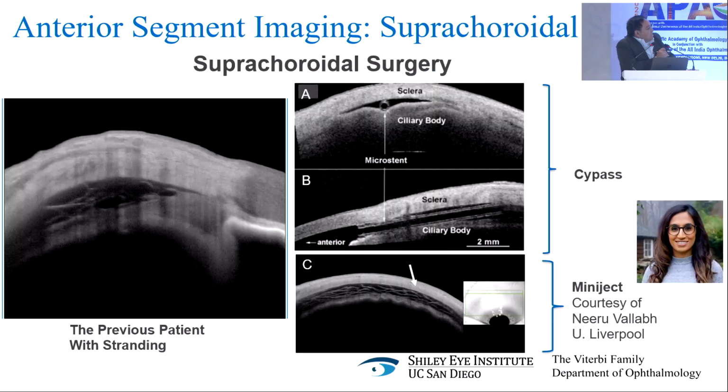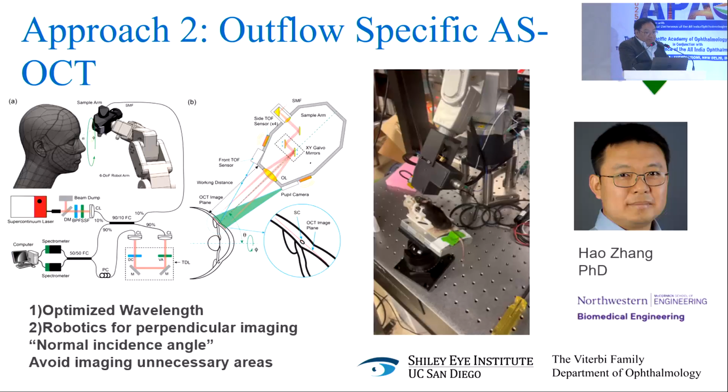It reminds me of some of the old uveoscleral MIGS that have been out there and studied using OCT in the past. CyPass is here. We're really not talking about that, but this is MiniJect. A successful MiniJect case imaged with longer wavelength by Nuvalab at Liverpool also shows these little stranding webbing things. And so I've always been curious about what this is. I'm not sure what it is, but it occurs in cases where that area expands and the pressure is typically pretty low.